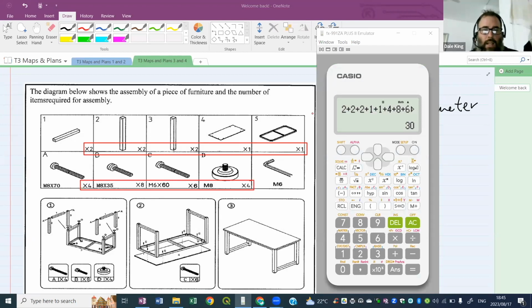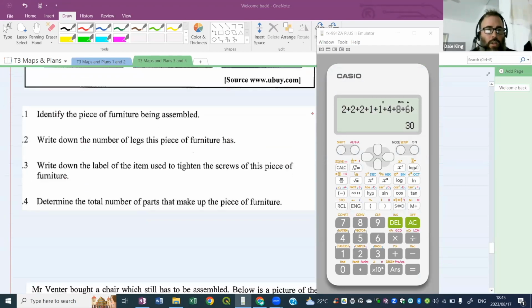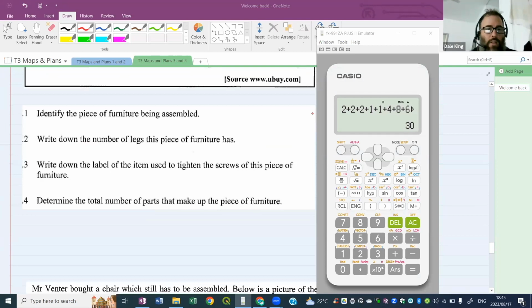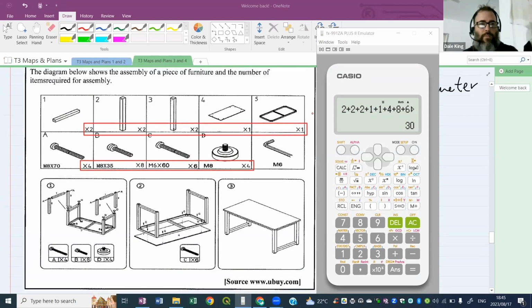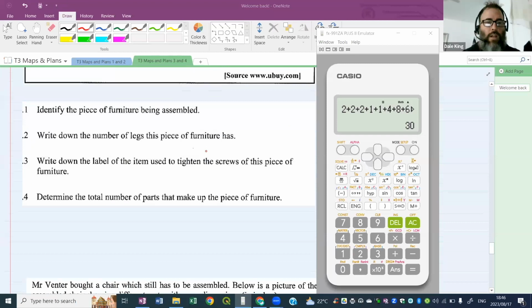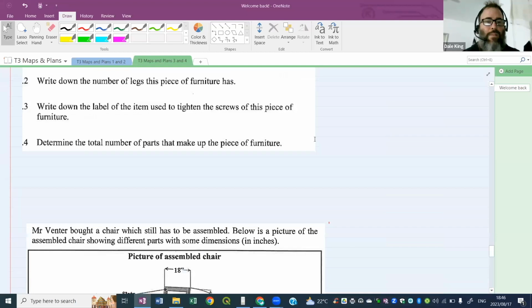Don't count the Allen key, unless, let's look at the question. Determine the total number of parts that make up the piece of furniture. If they said determine the total number of parts needed to build this furniture, I would say 31, Allen key included. But the parts that make up this piece of furniture when it's standing there, I'd say 30 parts. We just counted all that up. Free marks, guys. Free money.